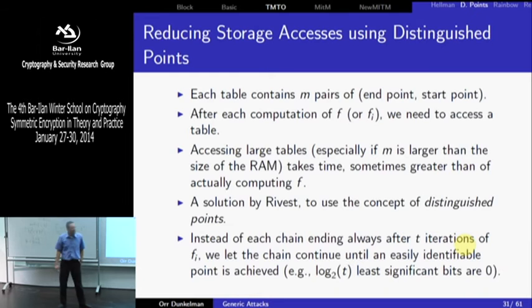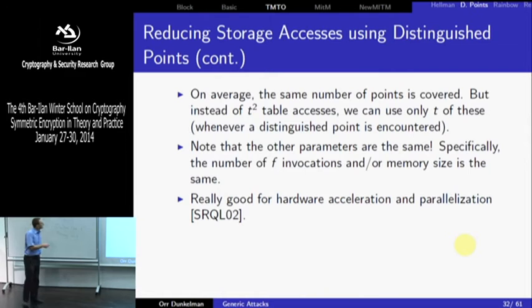Okay, some analysis. It doesn't change anything, and it was shown that it's actually very useful if you try to build a parallel machine that does this, because each CPU does its own chain, works a lot, and once every t applications of the function F issues an access to the memory bank.